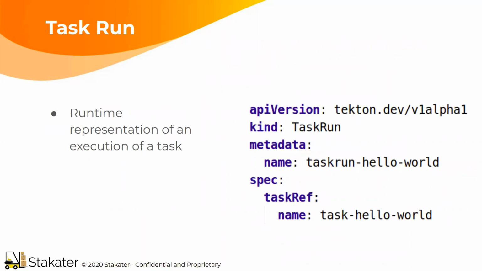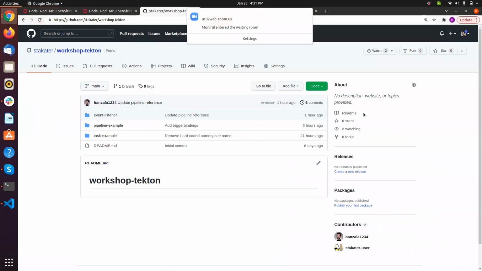In order to run that function, in order to run the task, we create something called a TaskRun. A TaskRun is something that executes the task. So if we have to run one task in the pipeline, we just create a TaskRun of it, and the task is executed against that. If you see, a TaskRun is nothing special, it's just a normal Kubernetes file.